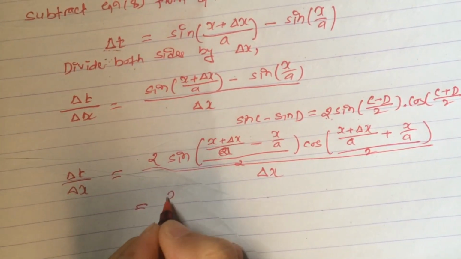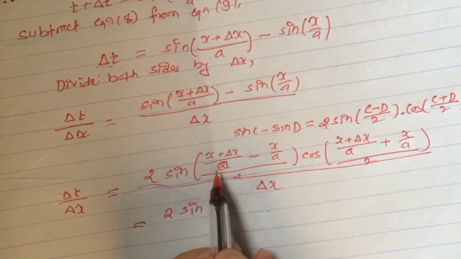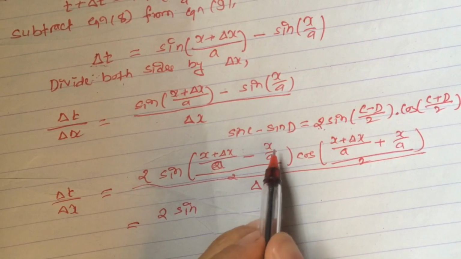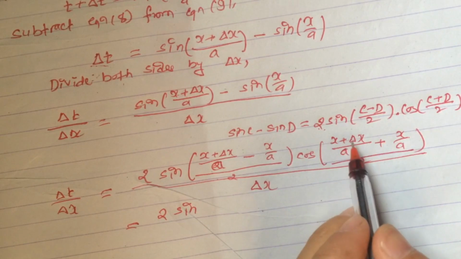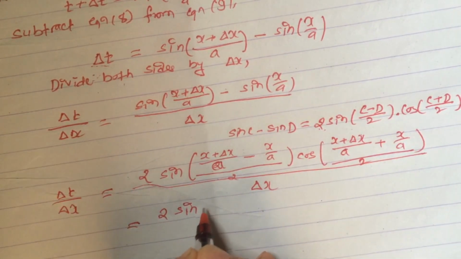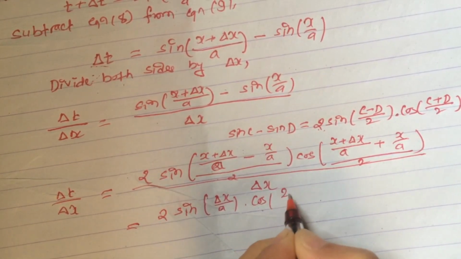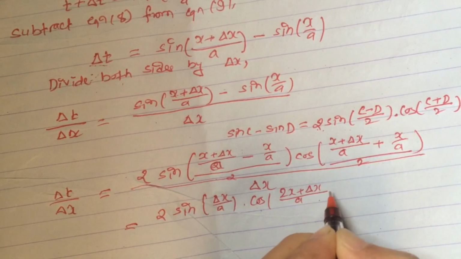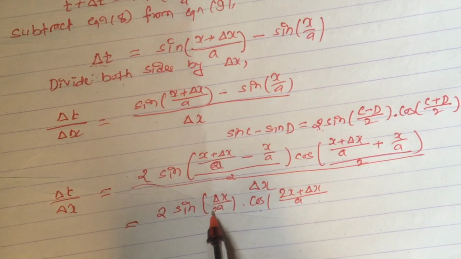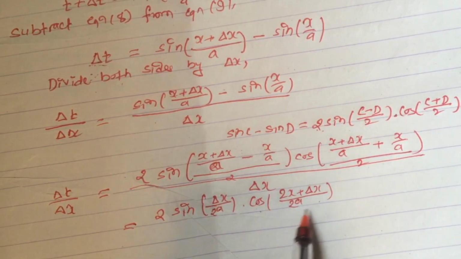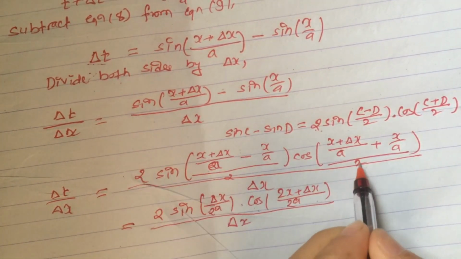Now there is 2 times sine. If you separate this, x by a plus del x by a, and x by a cancel out because there is a minus, and here we can write 2x plus del x divided by a. It is del x by a that remains here, and inside the cos we have 2x plus del x divided by a, and this 2 comes here. This is written as 2x and 2a whole divided by del x. This 2 means this 2.